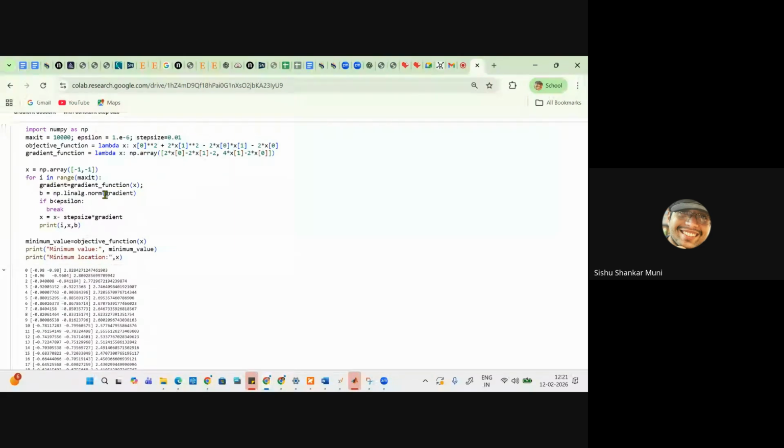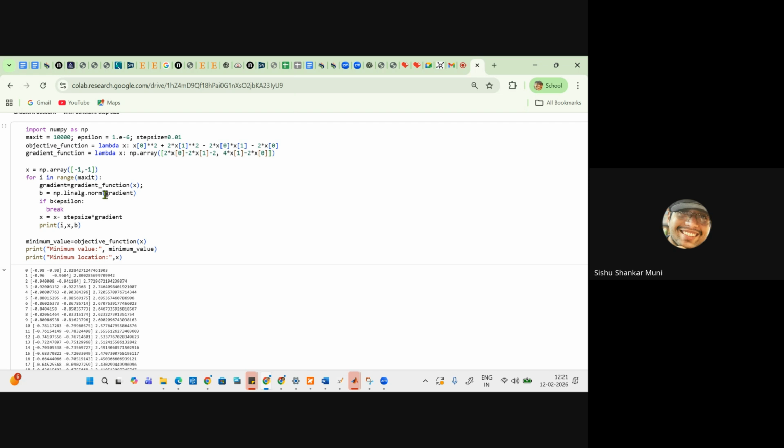B is nothing but the norm of the gradient. Gradient is a vector, you can compute the length of the vector. That is nothing but the norm. So if b is less than epsilon, epsilon is 10 to the minus 6, if gradient is getting closer to 0, then break it. If you have reached less than the tolerance, break it, because that's when you have already achieved the optimum.